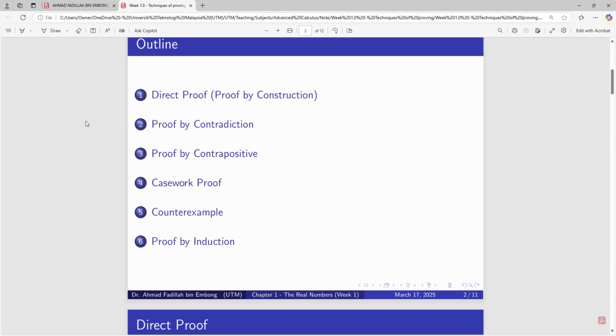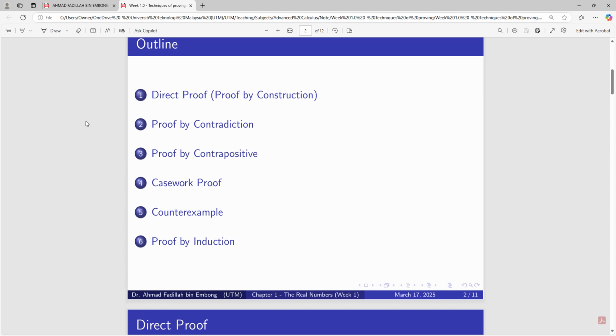So first one is direct proof, second one is proof by contradiction, third one is proof by contrapositive, fourth is case-wise proof, the fifth one is counterexample, and the last one and the most popular technique that we use is proof by induction.